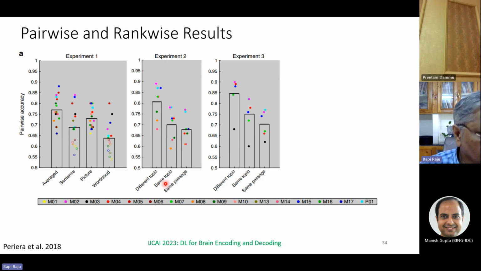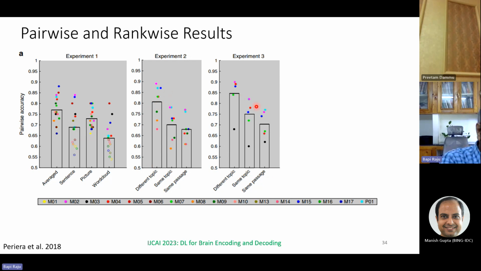Experiment 2 and 3, remember, where the sentences are presented either from different topics or same topic, or sentences from the same passage. And as you can imagine, sentences from the same passage are more difficult to decode compared to distinguishing sentences from different topics. So consequently, the pairwise accuracy for different topic decodability is much higher.